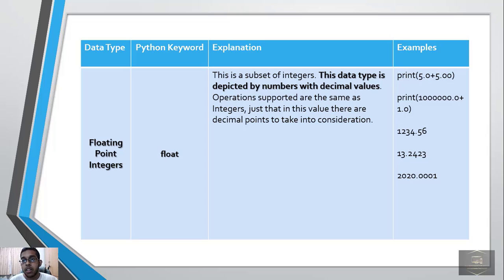Examples: print 5.0 plus 5.00, print 1,000,000 plus 1.0, 1234.56, 13.2423, 2020.0001.